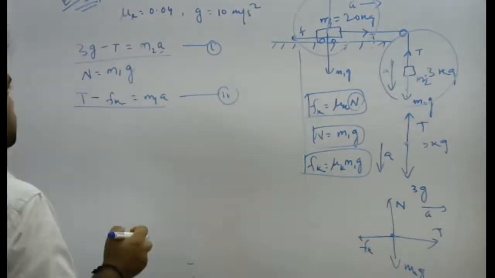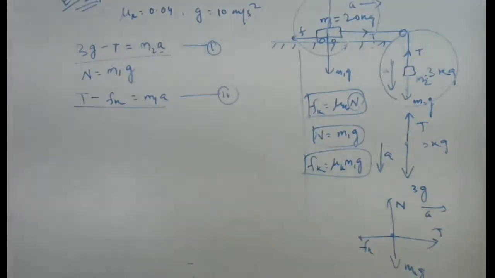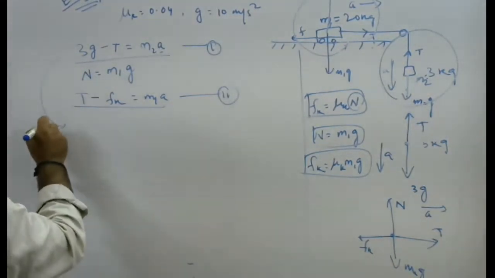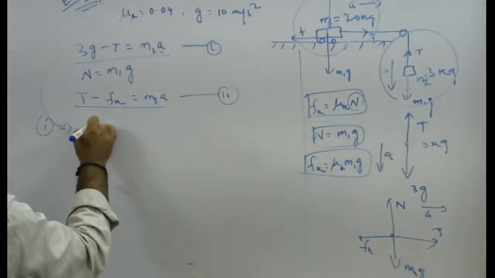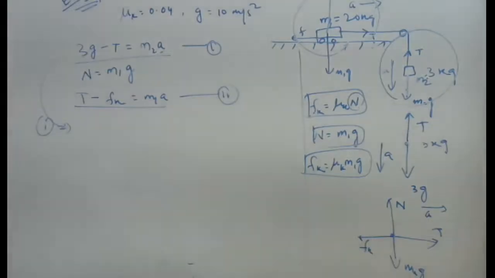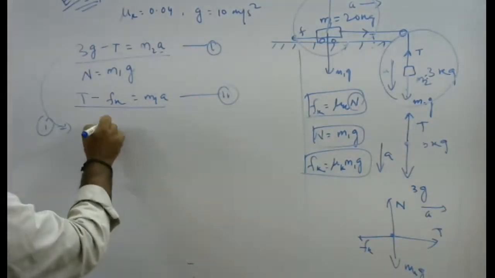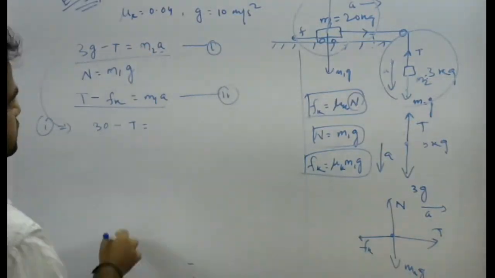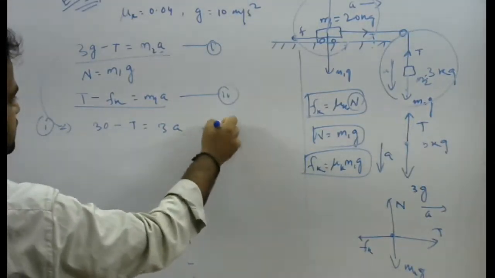Easy or not? So just let me do it. Either elimination or cross multiplication I'll use. So let me write this equation again. Equation 1 implies that I can write 3G, where G is given in the question as 10. So 3 into 10, I am writing directly 30 minus T. M2 is 3, so it's 3A. This is, let's say, equation 3.